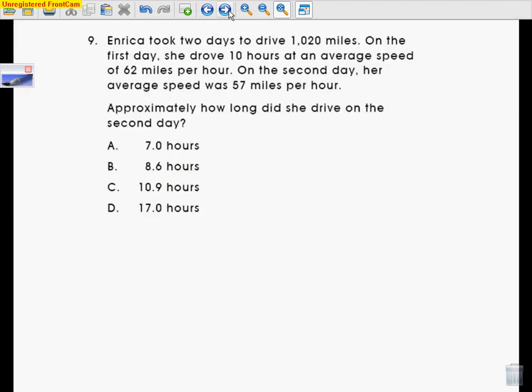Next. Enrica took 2 days to drive 1,020 miles. On the first day, she drove 10 hours at an average rate of 62 miles per hour. On the second day, her average speed was 57 miles per hour. Approximately how long did she drive on the second day? All right, so this problem, you know that it took Enrica 2 days to drive 1,020 miles.